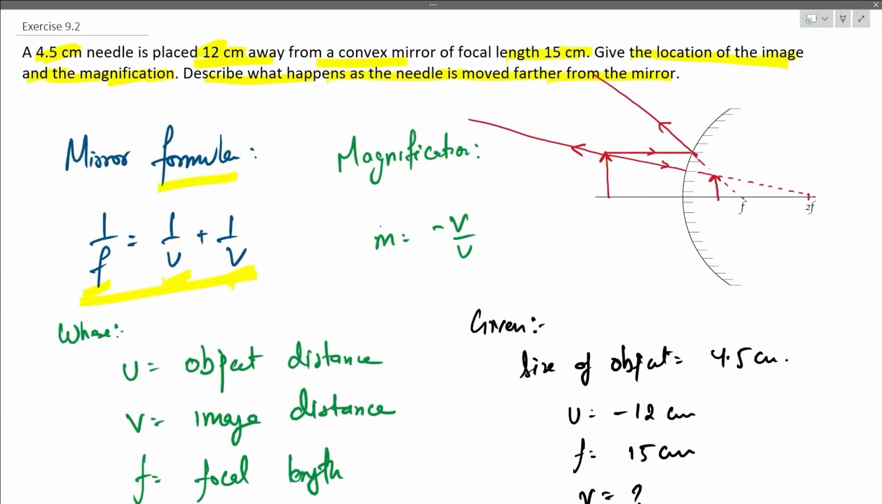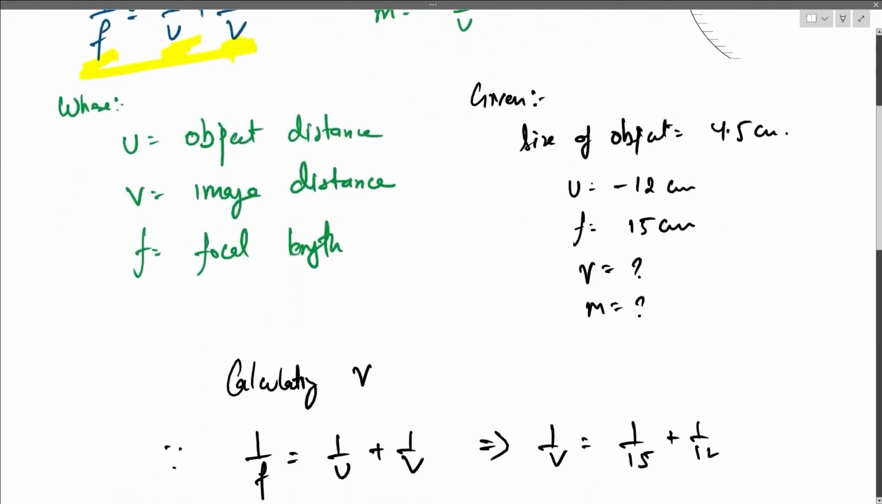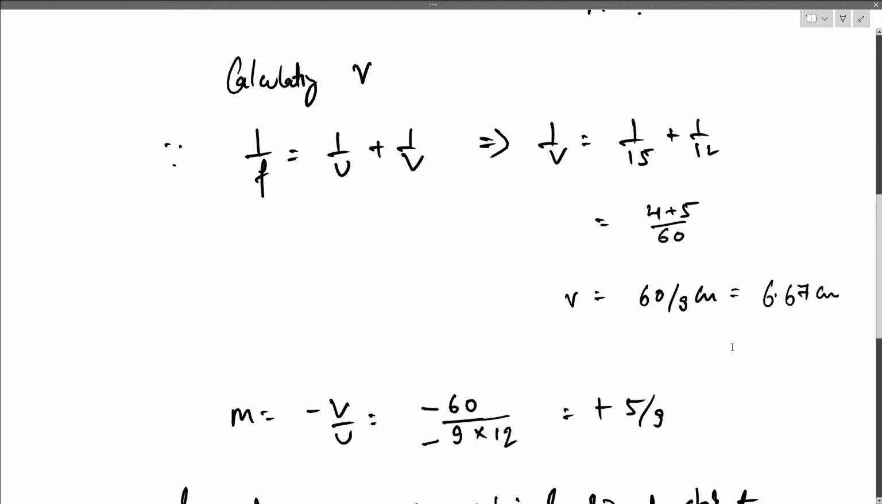We have been given the value of u, we have been given the value of f. We have to find out the value of v, that is the position of the image. Since the focal length of a convex mirror is positive, f would be equal to +15 centimeter and u would be equal to -12 centimeter. So finding the unknown v, we get the value of 6.67 centimeter.